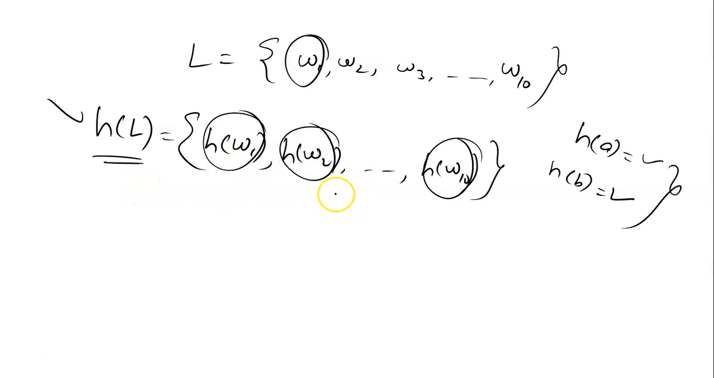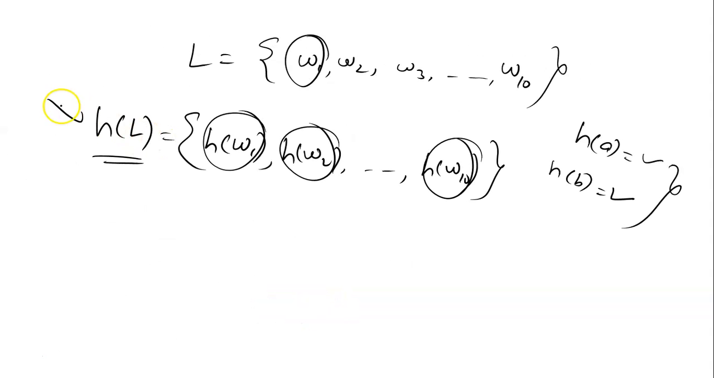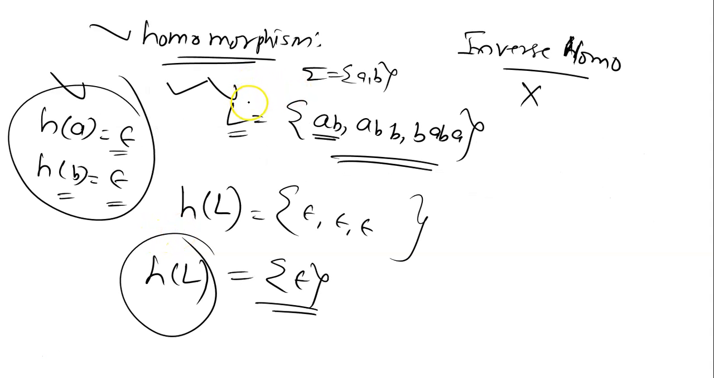Some strings may collapse. For example, here you can see in this language there are 3 strings, but when we apply this homomorphism, we only get 1 string. So that is the idea. You can see that at most 10 strings you will get in this homomorphism of L. So I can say that homomorphism of L is finite. Hence, if you have a finite language and you apply homomorphism, then you will also get a finite language. So the set of finite languages is closed under homomorphism operation.